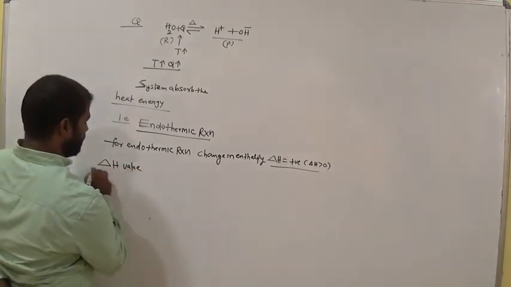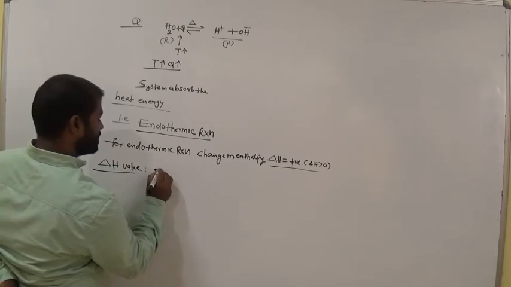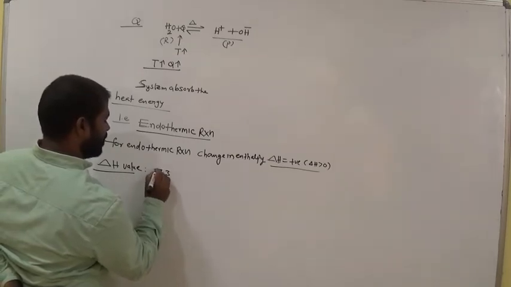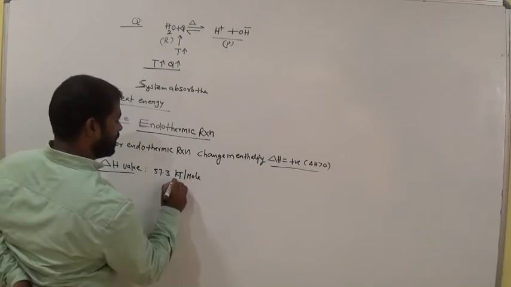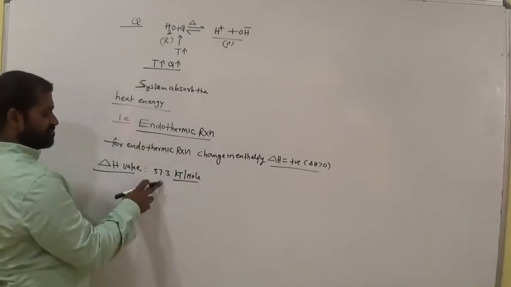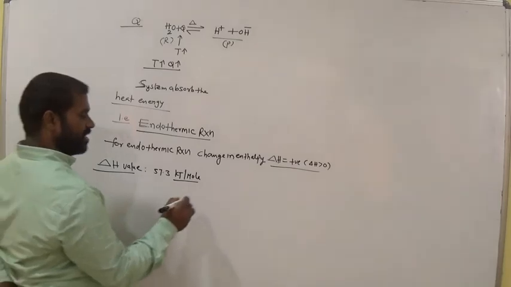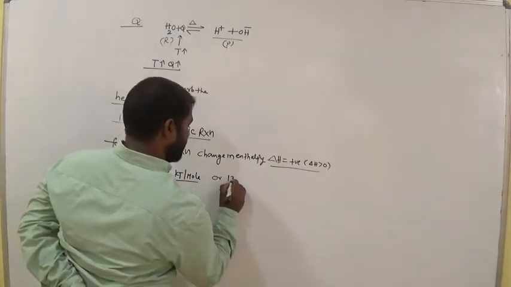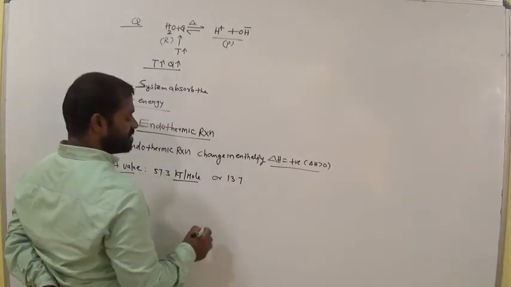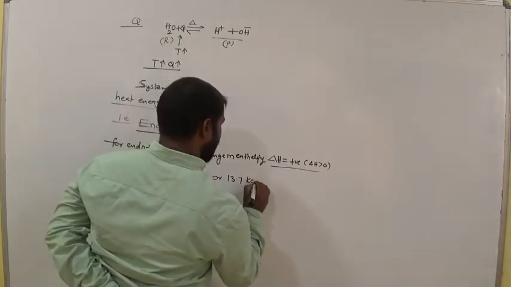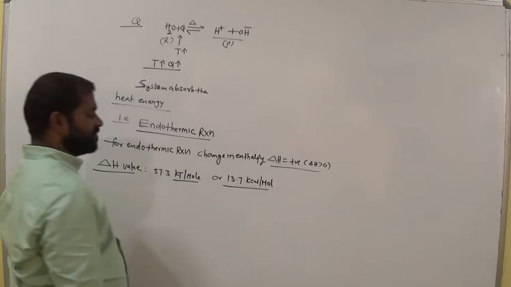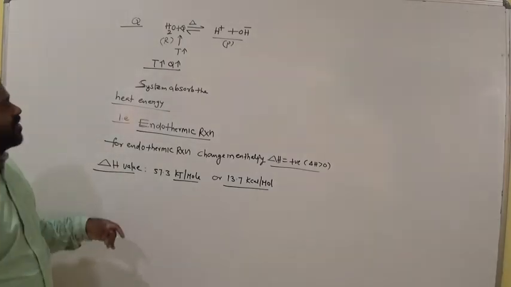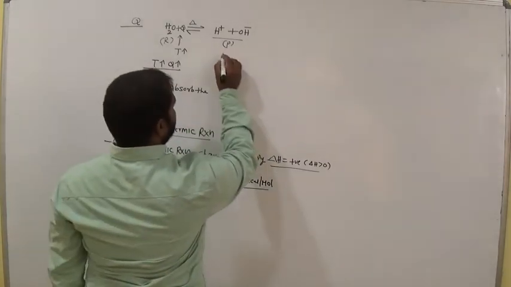value here is 57.3 kilojoule per mole. Remember this, very, very important value. It is an experimental value, 57.3 or 13.7 kilocalories per mole. These two are very, very important experimental values. We call it neutralization also.